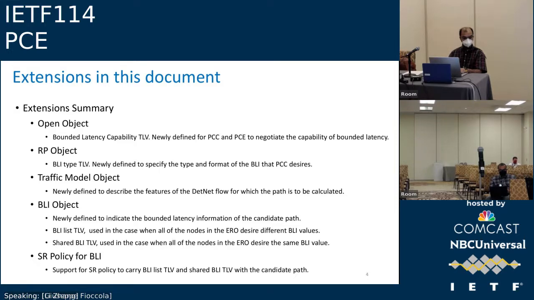And the BLI object is newly defined to indicate the bounded latency information of the computed paths. We define two kinds of BLI TLV. One is the BLI list TLV, used when all of the nodes in the ERO desire different BLI values. And another is the shared BLI TLV, used when all of the nodes in the ERO desire the same BLI value. Lastly, we extend the SR policy to carry the BLI list TLV and the shared BLI TLV with the computed paths.